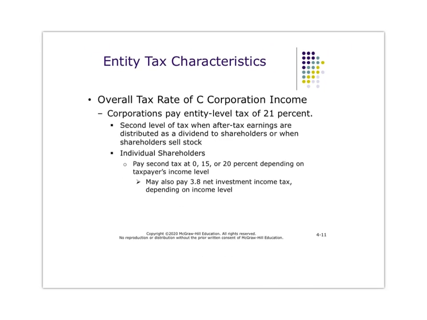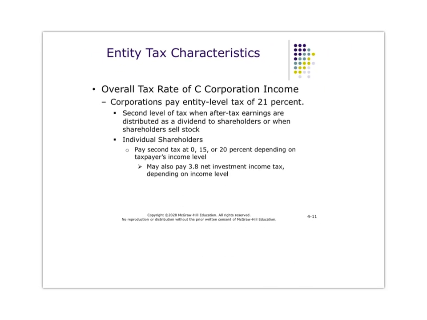Remember that C corporations now have an entity-level tax of 21%, and then there's a second level of tax for shareholders when you receive a dividend, and those are preferential rates of 0, 15, or 20%, depending on your income level. And you may also, as a shareholder, have this 3.8% net investment income tax.